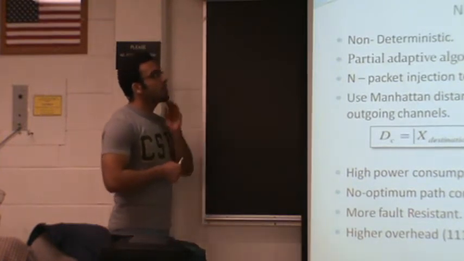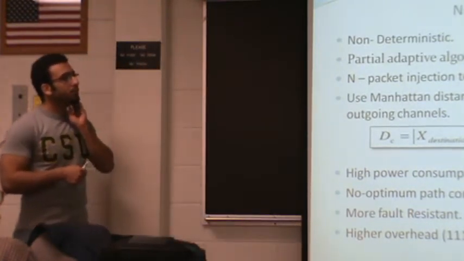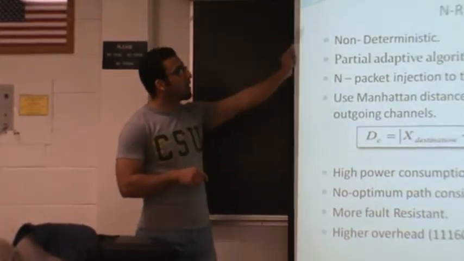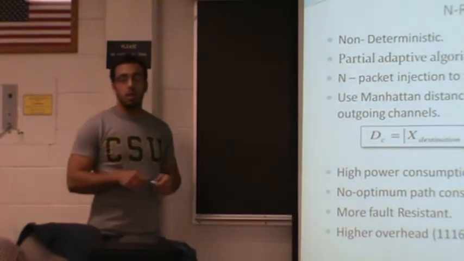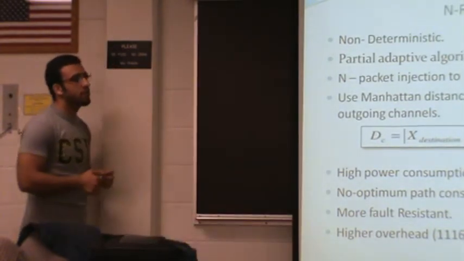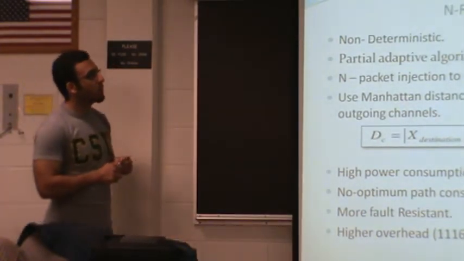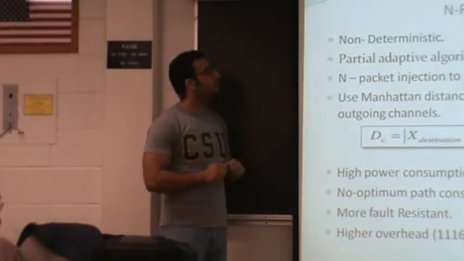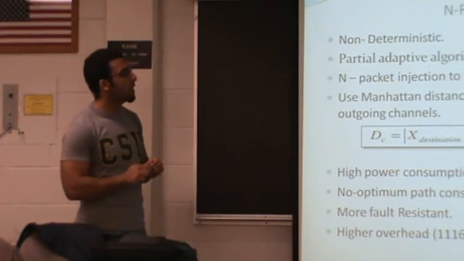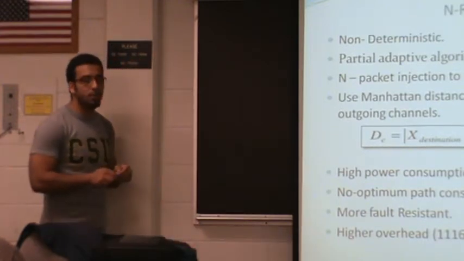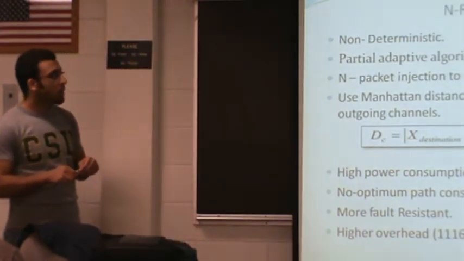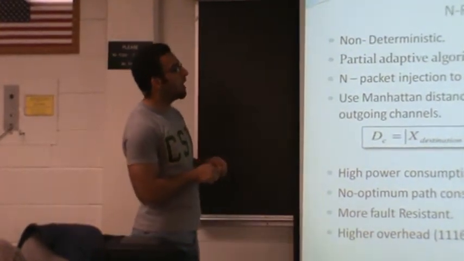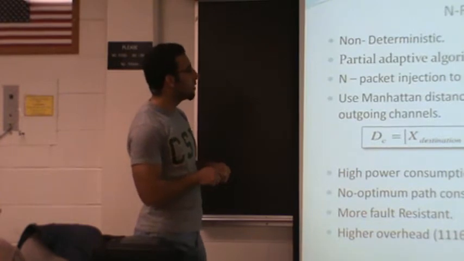The n-random walk is a partially adaptive algorithm, and it could be a fully adaptive algorithm depending on the number of random walks that we choose. And of course, each number has its positives and negatives, which we will see soon. And as I said, it's based on the idea of injecting n packets into the network. It also uses the Manhattan distance and a multiplicative factor to choose the outgoing channel.